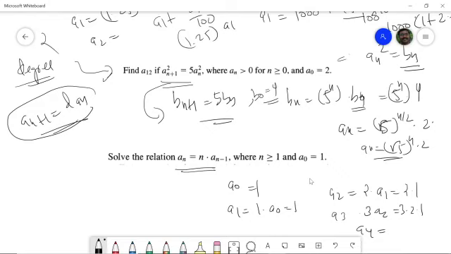So this is what we mean by a recurrence relation. I hope you understand what a recurrence relation is now. I also hope you understand what we mean by order, solution, initial condition, everything.